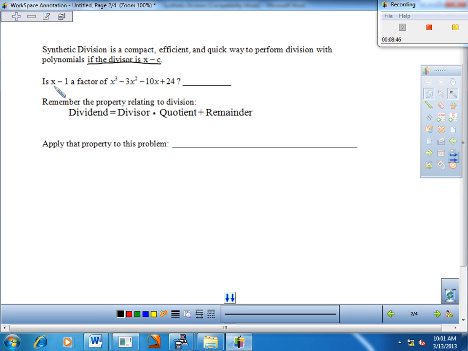By the way, is x minus 1 a factor of that cubic polynomial right there? No, I think we had 12 units left over, if I remember correctly. So unfortunately, it was not a factor.